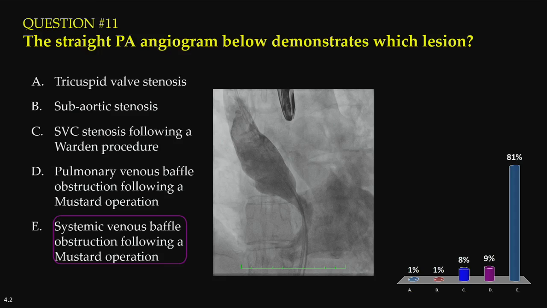This is the classic picture of an SVC angiogram in a patient with a Mustard. So you see SVC, the systemic venous baffle, and if you watch the angiogram, you would see the contrast went to the pulmonary arteries. So that was a clue that it was following the normal pathway through a Mustard.